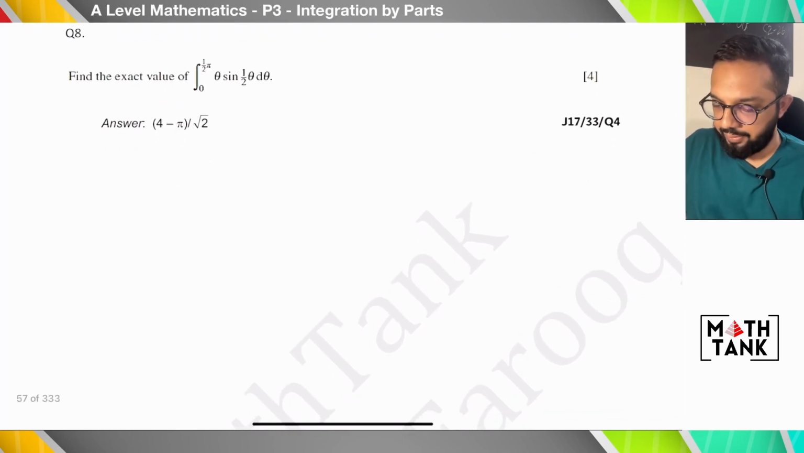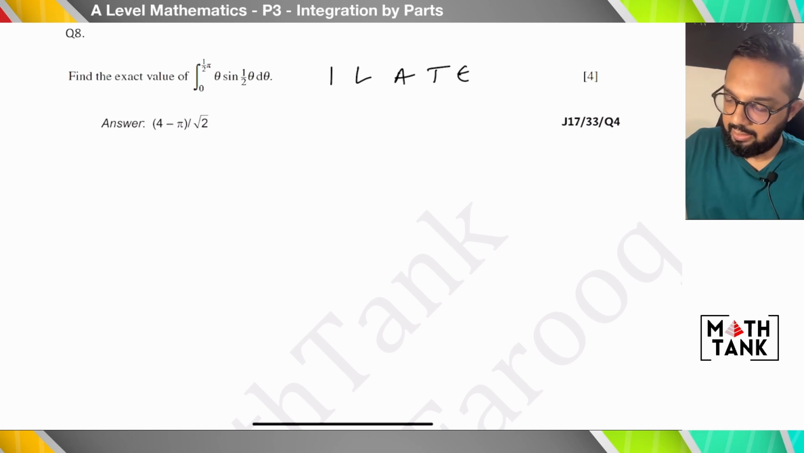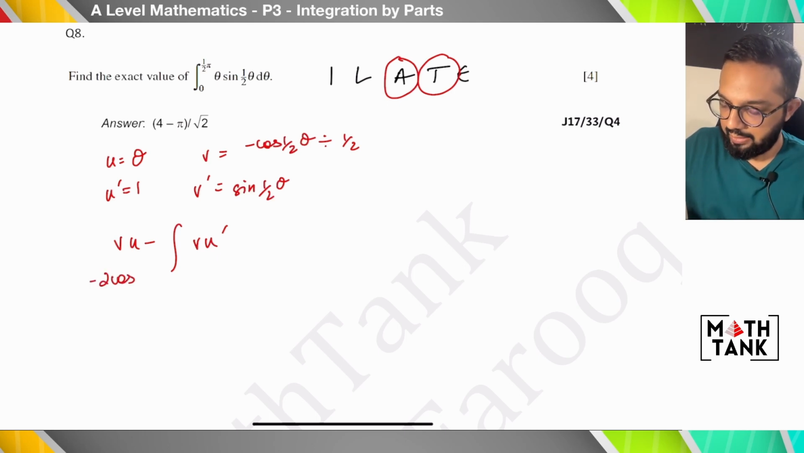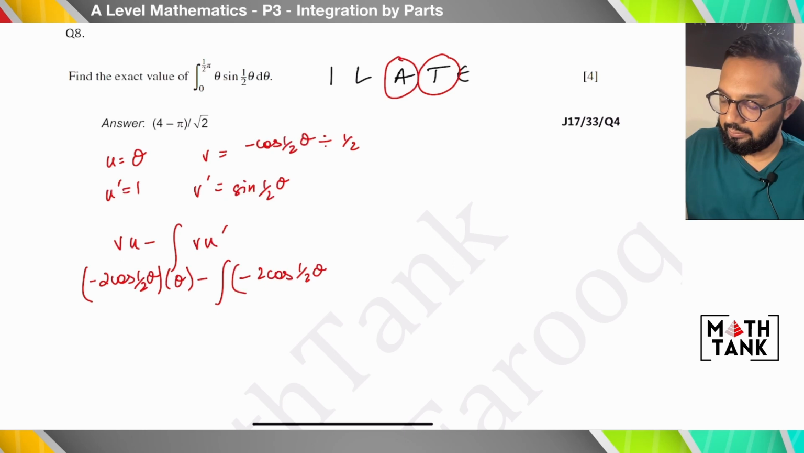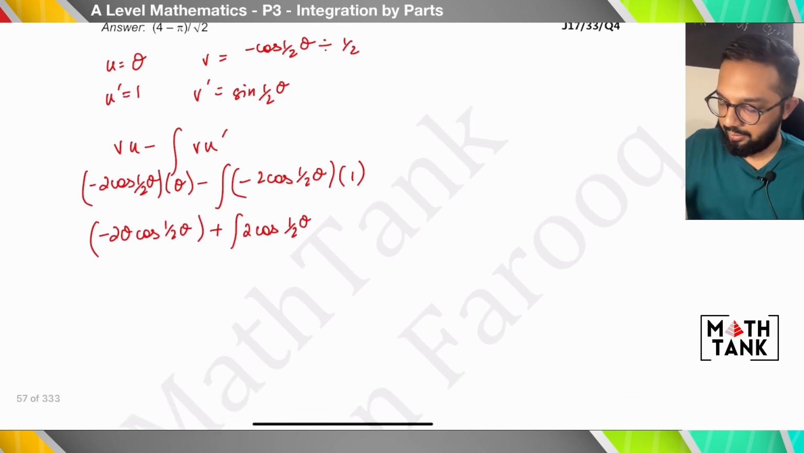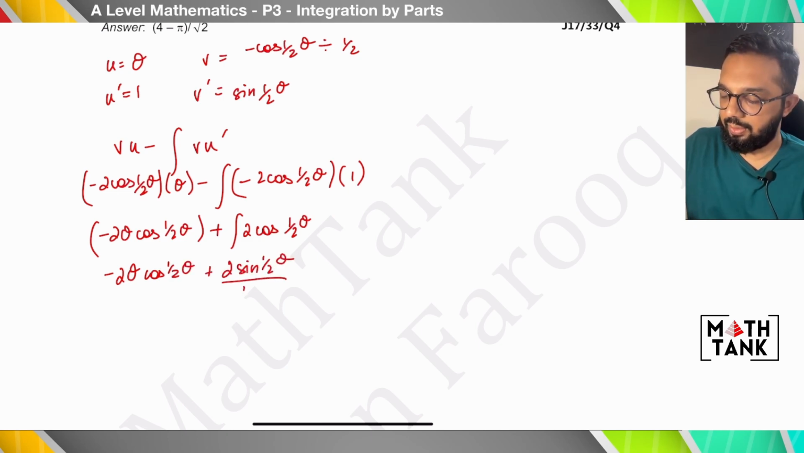Then I have the same question in terms of theta, so let's quickly do that too. I have ILATE: algebraic, trigonometric. So u is theta and v dash is sine half theta. So v is minus cos half theta divided by half. So u dash is 1, vu minus integration of vu dash: minus 2 theta cos half theta, plus 2 cos half theta, and integration of this will give me 2 sine half theta over half.